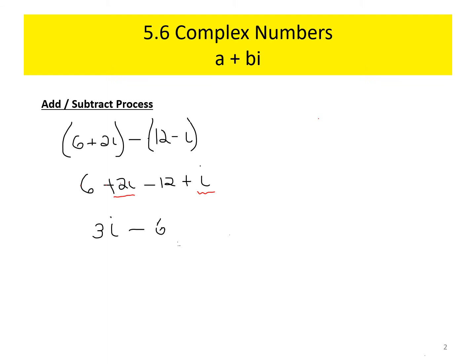Now, we'd normally say that's the answer, but it's not in the right format. It has to be the negative 6 plus the 3i. Now, that's in the format of a plus bi. Now, that's right. And that's your answer. Negative 6 plus 3i. If it's in the incorrect format on a test, it will be marked incorrectly. It has to be a plus bi.